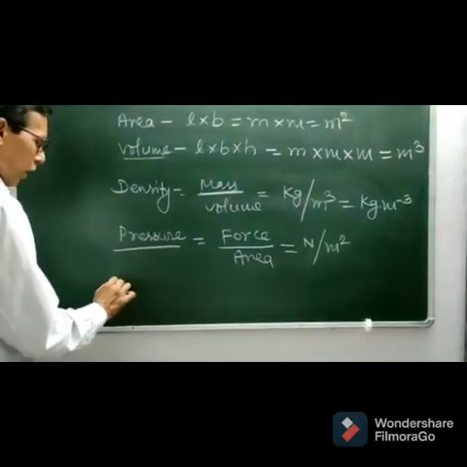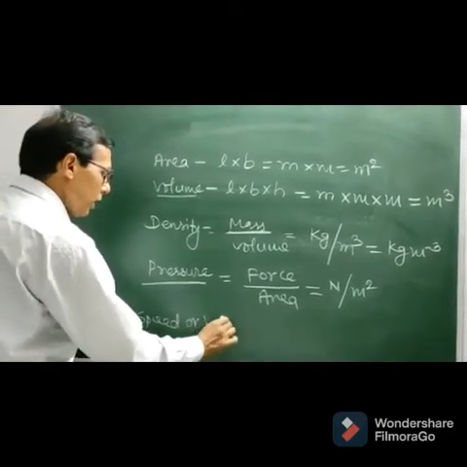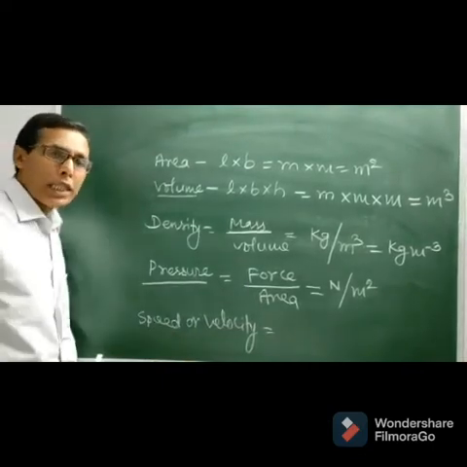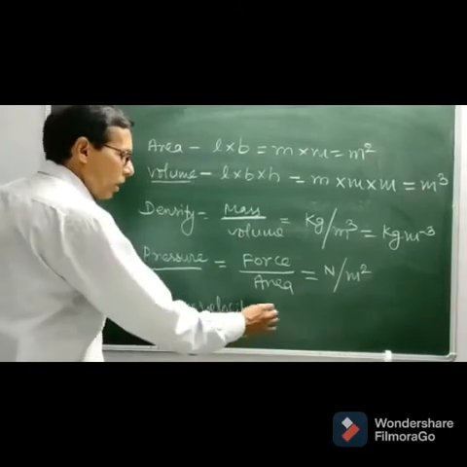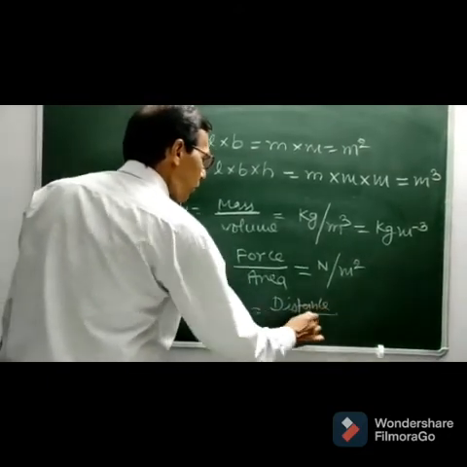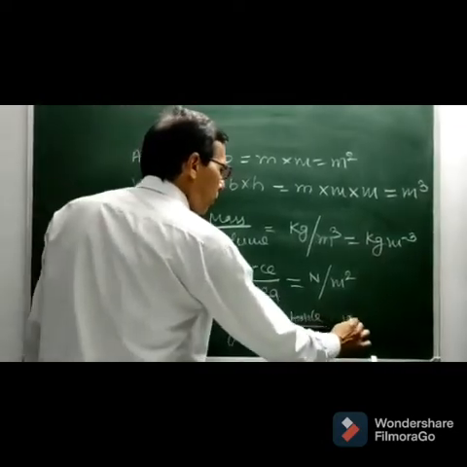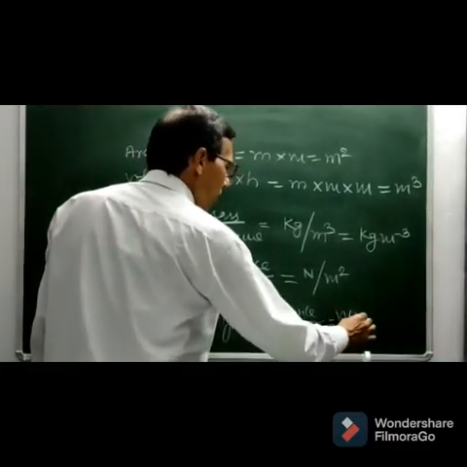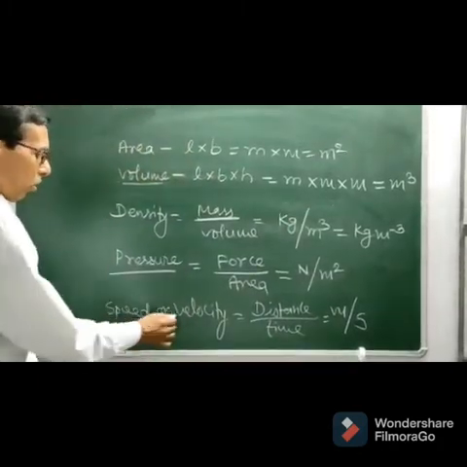Similarly, you can also find out speed or velocity. So formula of speed and velocity is, speed is distance by time, velocity is displacement by time. And distance is measured in meter and time is measured in seconds, so meter per second is the unit of speed or velocity.